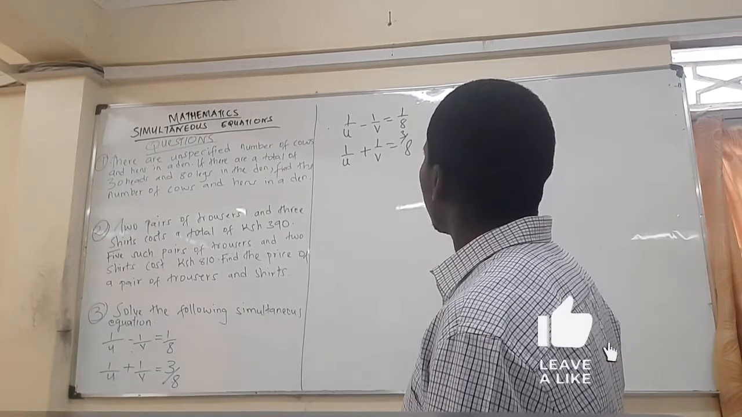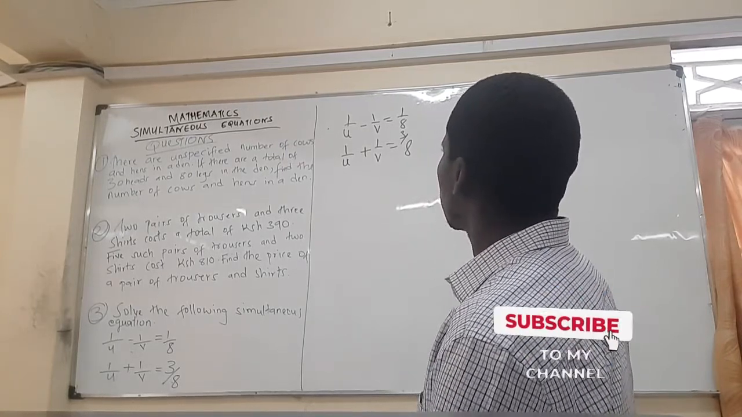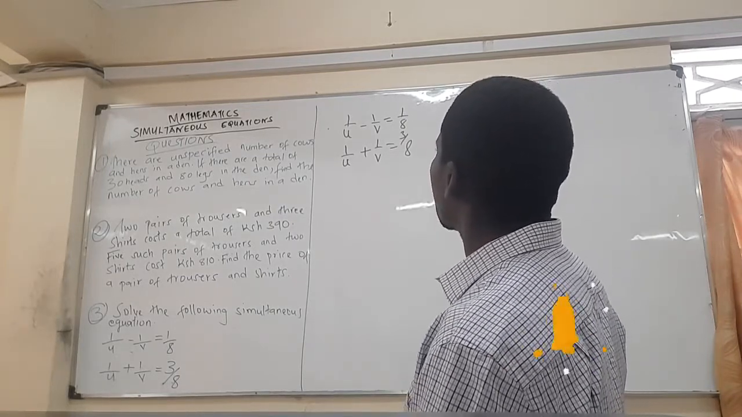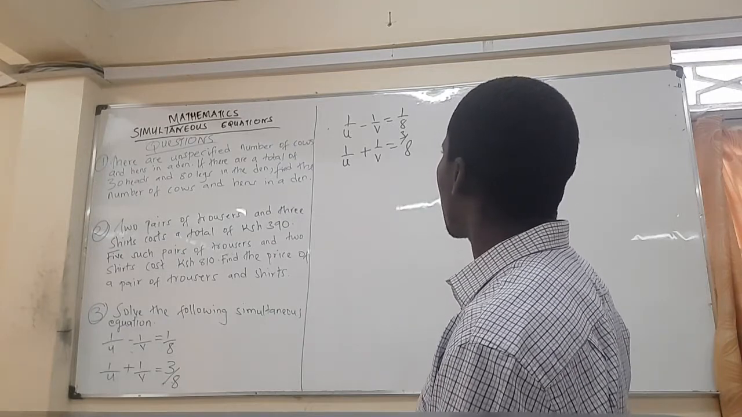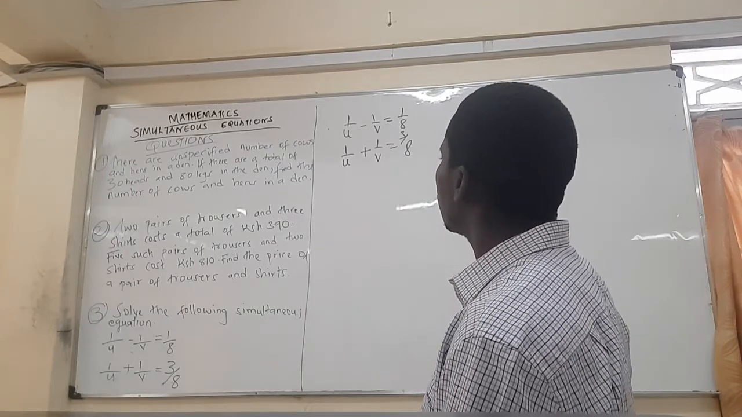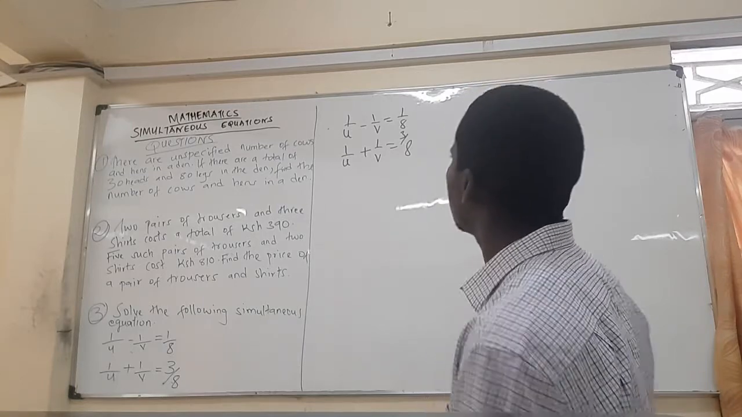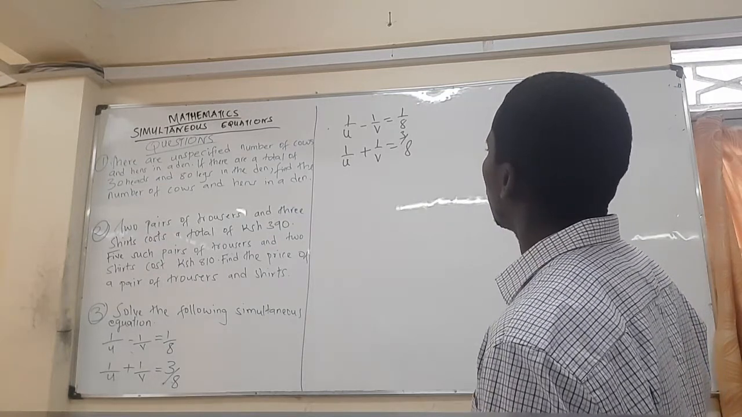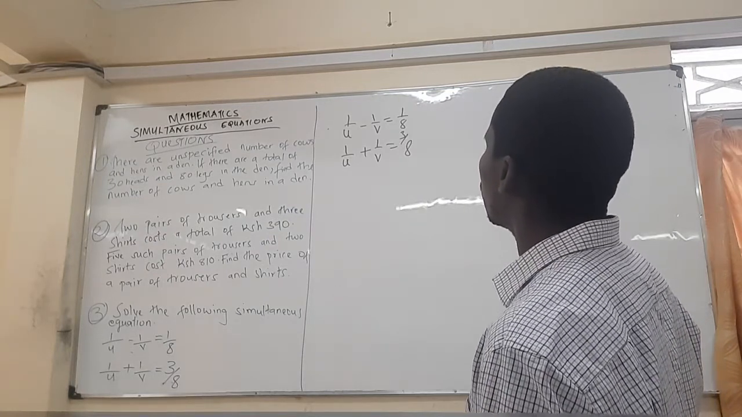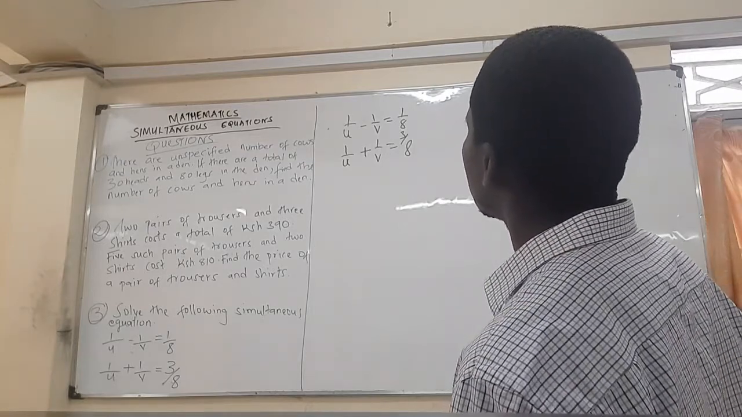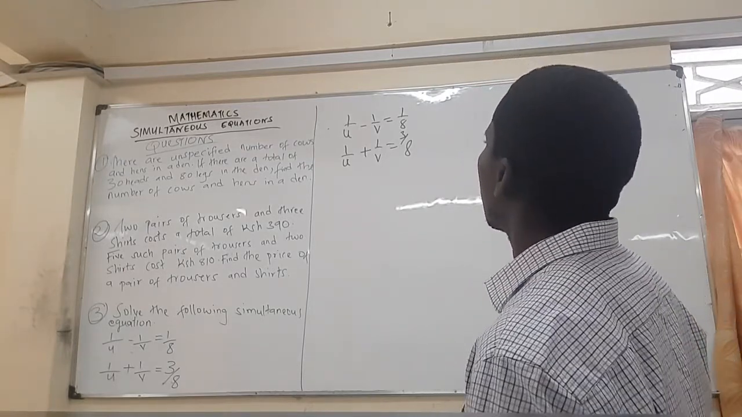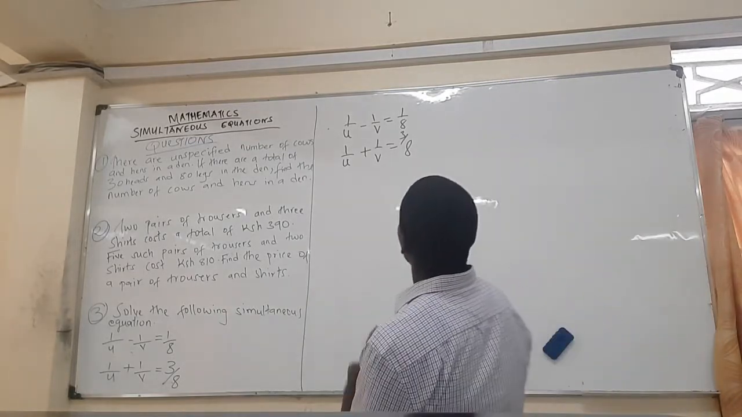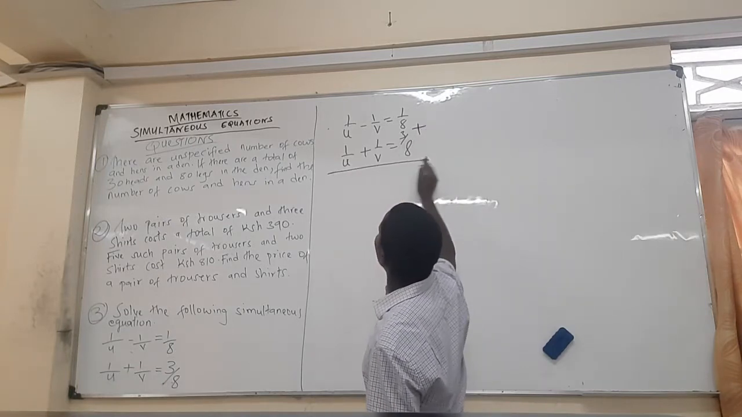So the first thing is to look at the question and see which is the best way to solve it. Like now we have 1 over u minus 1 over v. The second one is 1 over u plus 1 over v. So you can use the elimination or substitution method. In our case here, I would like to solve it the way it is, because we can see we have minus 1 over v and then plus 1 over v. If we have two different signs, minus and plus, we can use elimination where we add the two equations so that we can eliminate v.